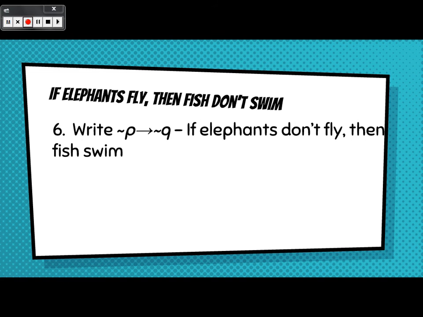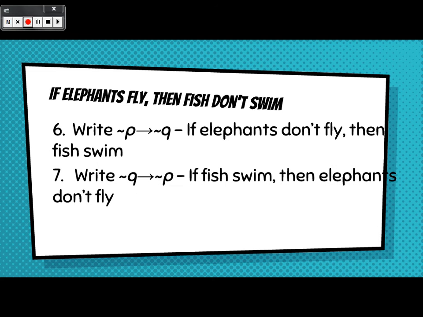Okay, this would be our inverse because we see if not P, which is our hypothesis, then not Q, which is our conclusion. So we're not switching them around, we're just negating both of them. That is the inverse. So that would read, if elephants don't fly, then fish swim. And this would be our contrapositive. We notice that Q and the P are switched around and they're both negated. So if fish swim, then elephants don't fly.